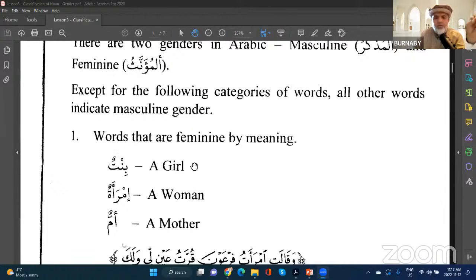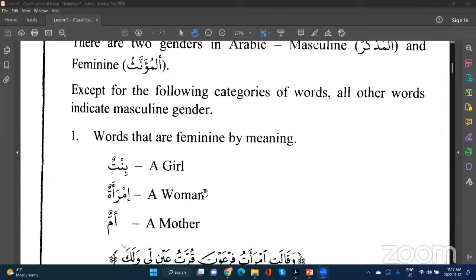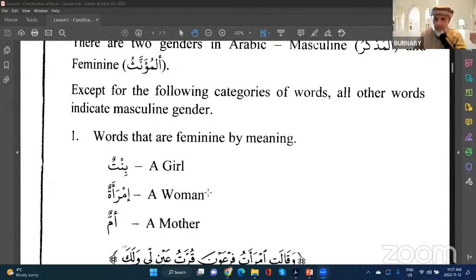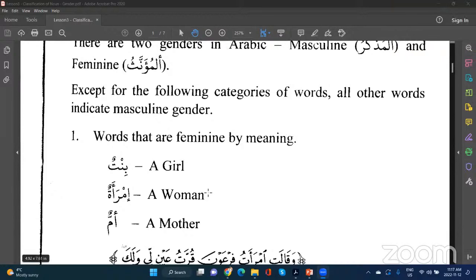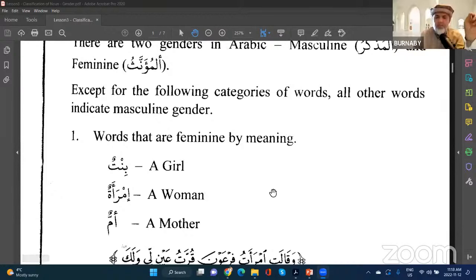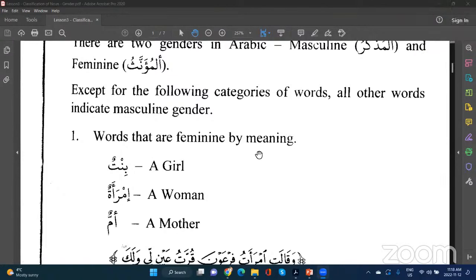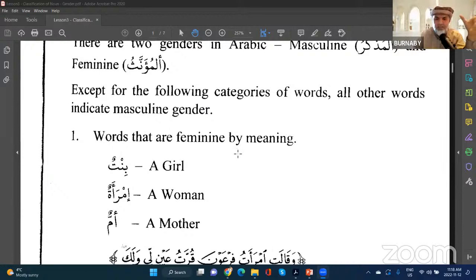Okay, so words that are feminine by meaning. If I say bintun, a girl, is that feminine? Yes. Any doubt about that? No, because it's a real feminine. Imra'atun, a woman. Is it feminine? Yes. Ummun is a mother. Is it feminine? Yes. So there are certain nouns we know are real because we can tell their gender; biologically, they are known as male or female, so we have no problem.